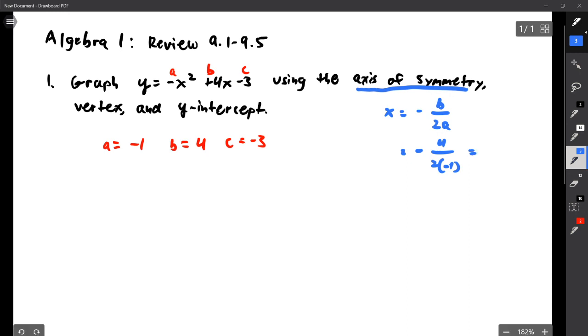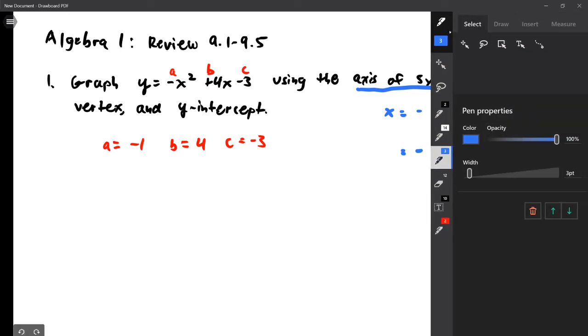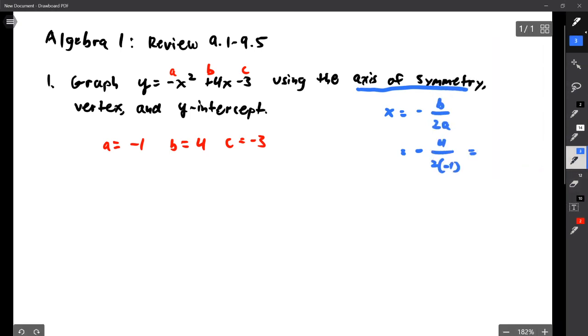So that gives us, I need to make this pen just a little bit smaller. Hold on a second. I'm using it at a width of 3 and I want a width of 2. Okay, let's make that a little bit smaller.